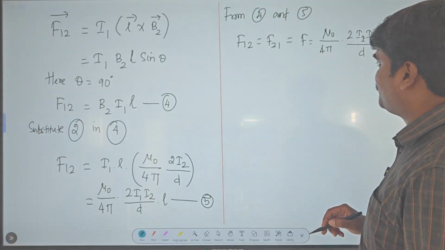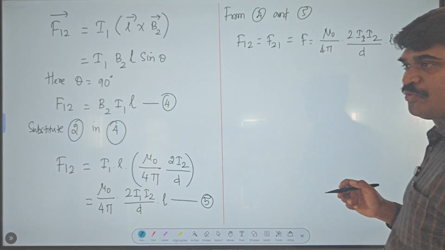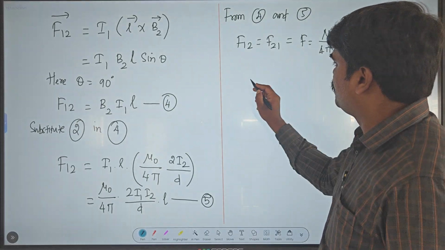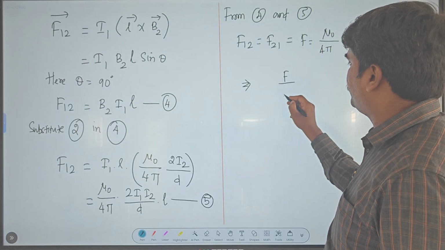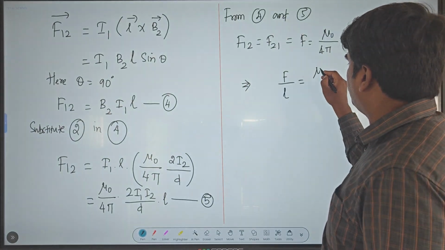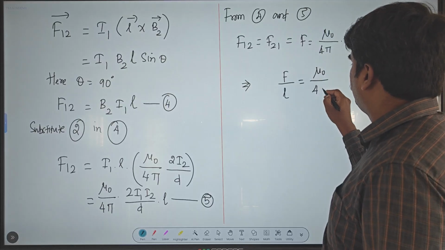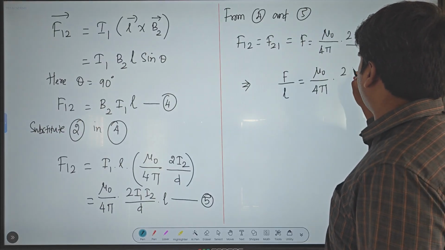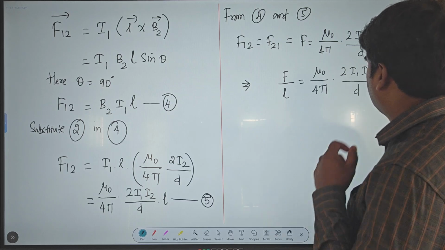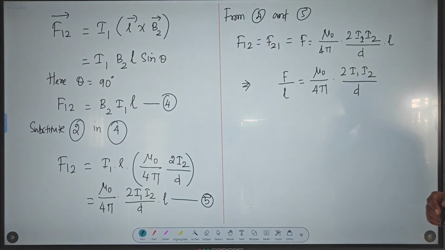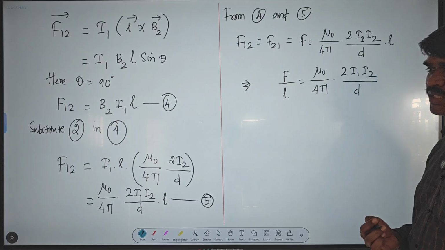Now comes the important part, what we were discussing about force per unit length. Now what I do, this implies I bring L to this side, that is F by L. That will be equal to mu naught by 4 pi into 2 times I1 I2 by D. So now you can see there is no L in this expression. That's why I said at the last I'll explain it to you.